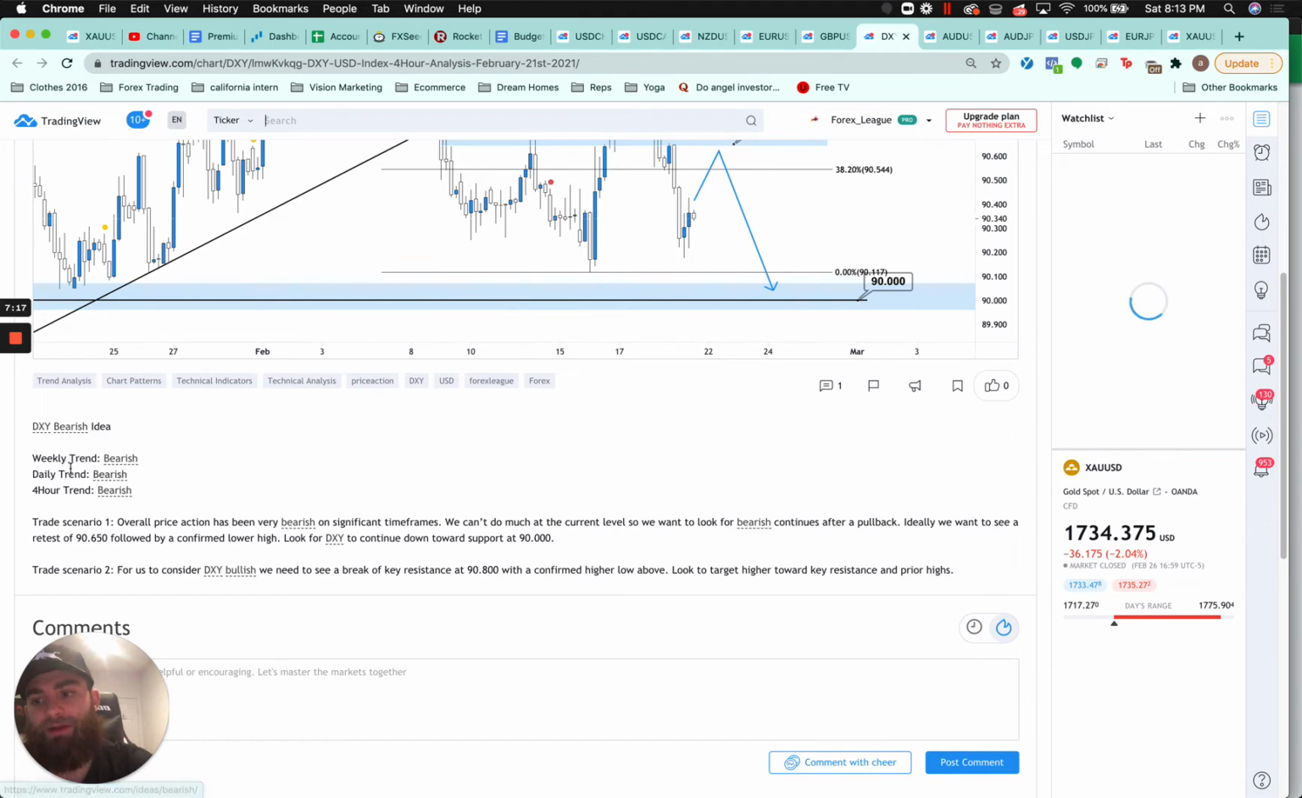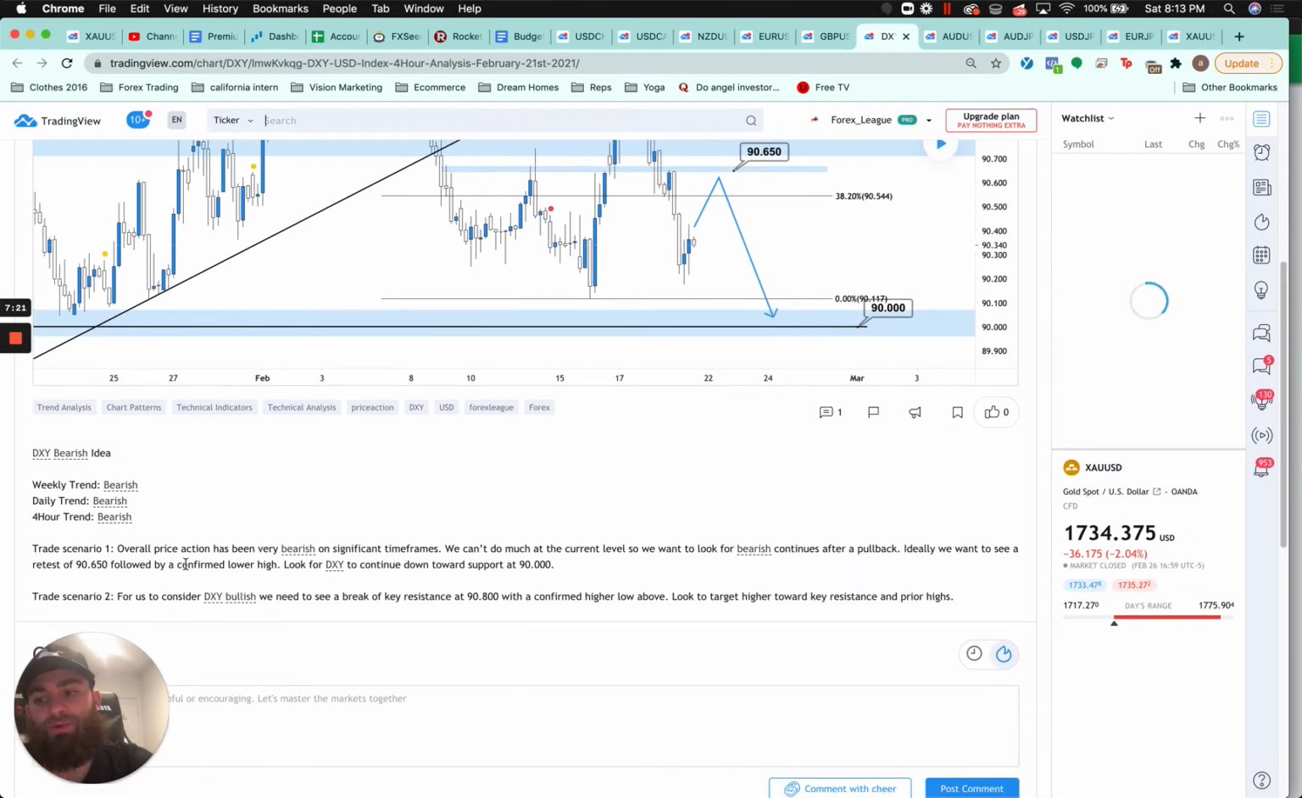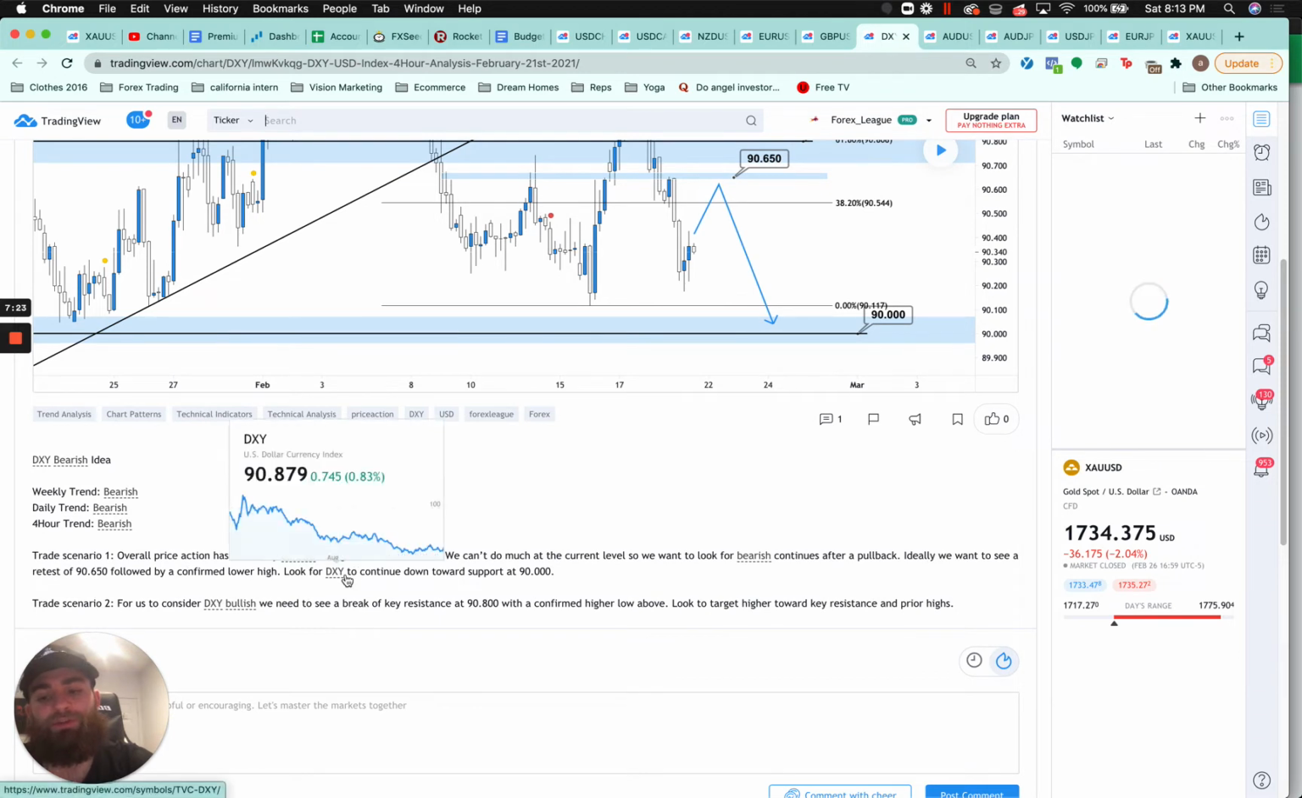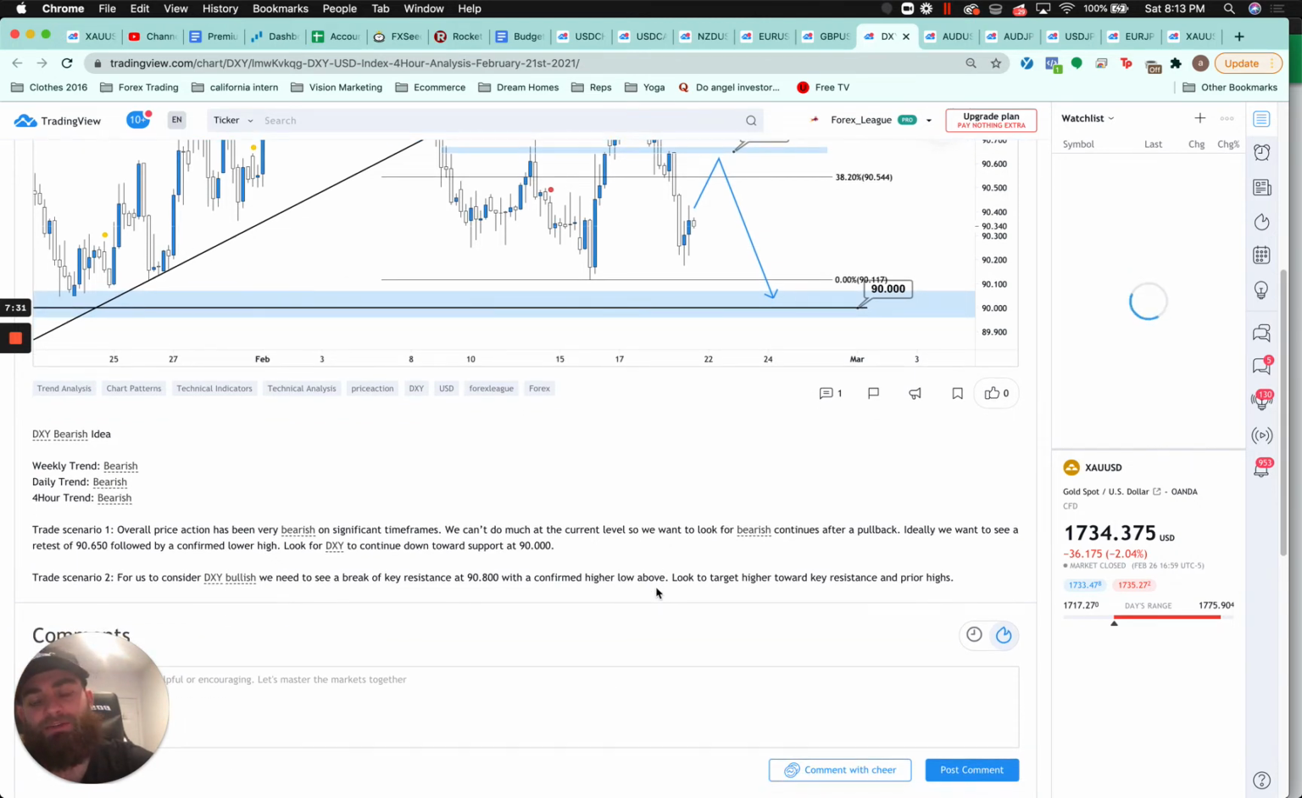Weekly time frame bearish, daily time frame bearish, 4-hour trend bearish. Scenario 1, overall price action has been looking very bearish on significant time frames. We can't do much at the current level, so we want to look for a bearish continuation after a pullback. Ideally, we want to see a retest of 96.50 followed by a confirmed higher low.